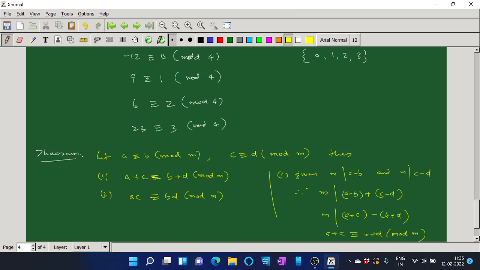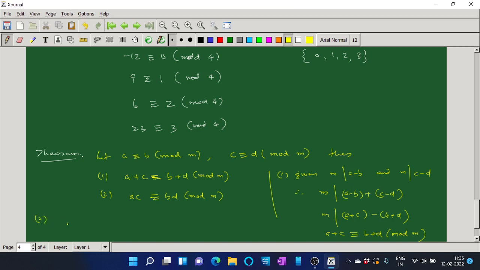Secondly, we have to prove AC is congruent to BD mod M. For that, we have to prove M divides AC minus BD, with the condition that M divides A minus B and M divides C minus D. Or you have to prove AC minus BD is a multiple of M.